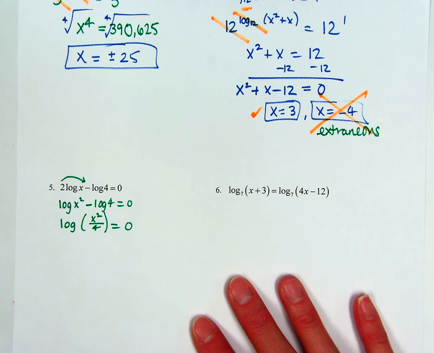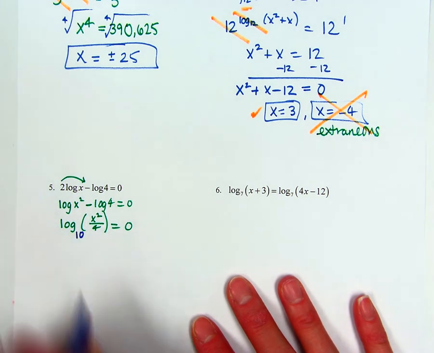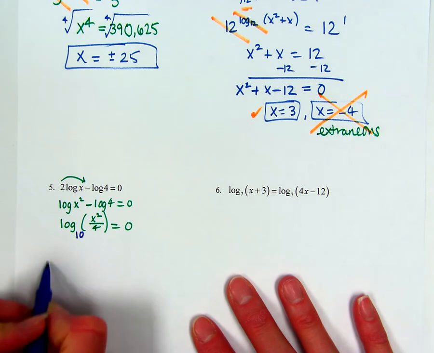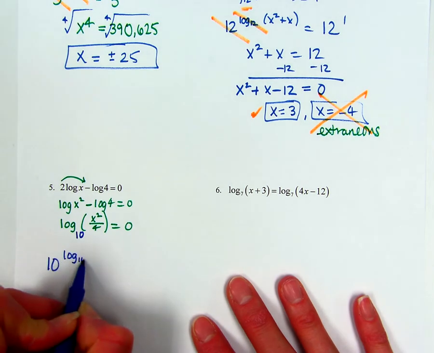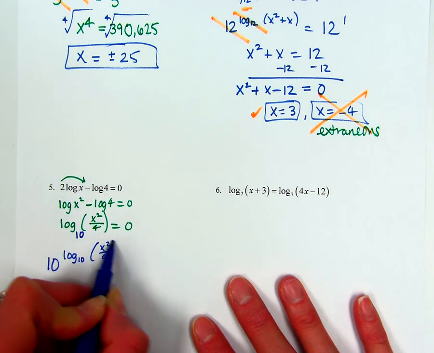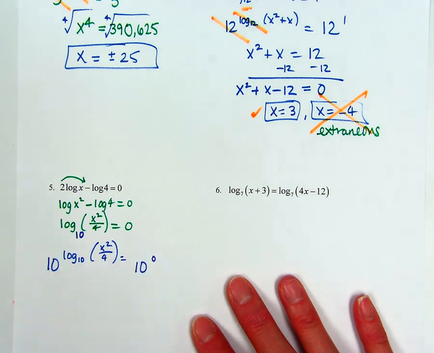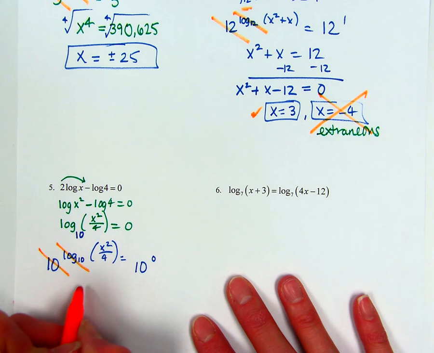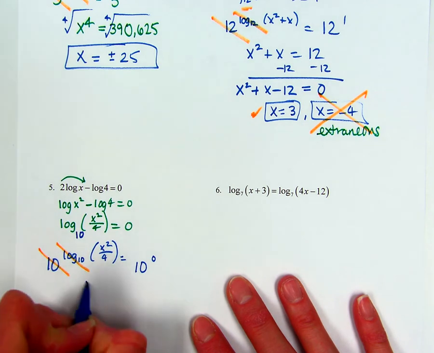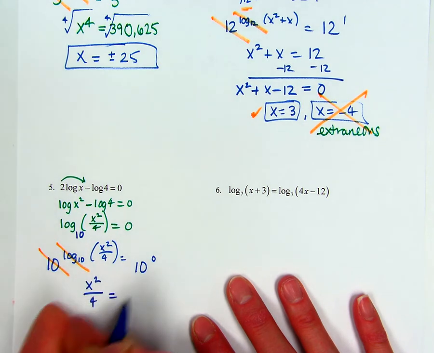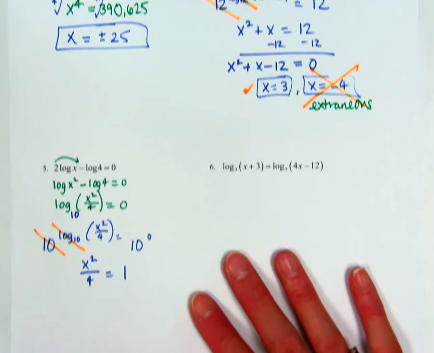Now what's my base in this problem? It's a 10. Remember, if you don't see a base, it's implied that that's a base 10. So now I want to do 10 to the log base 10 of x squared over 4 equals 10 to the 0. Okay, so remember, 10 and log base 10 cancel. So you're left with x squared over 4, and 10 to the 0 is 1. Anything to the 0 power is 1.